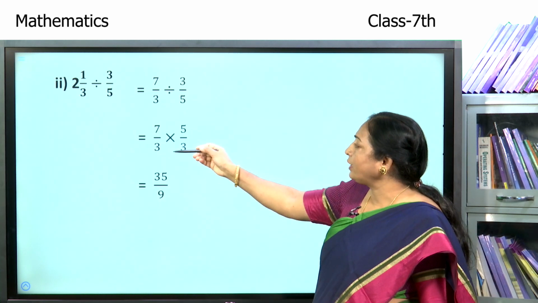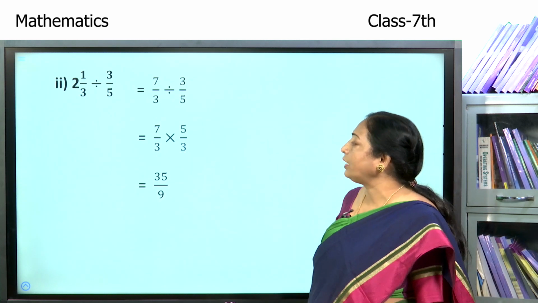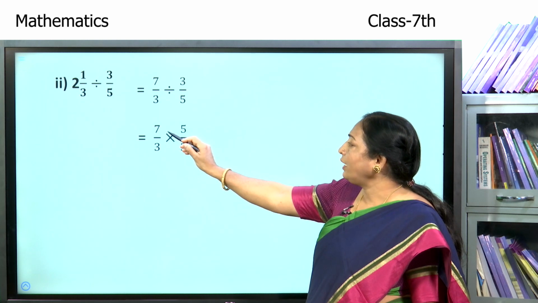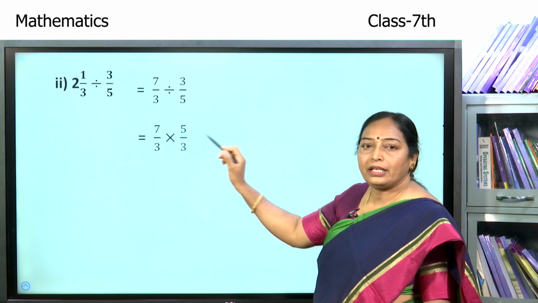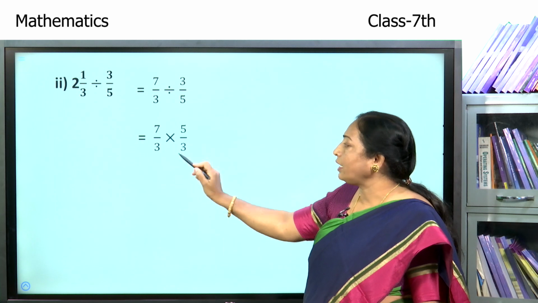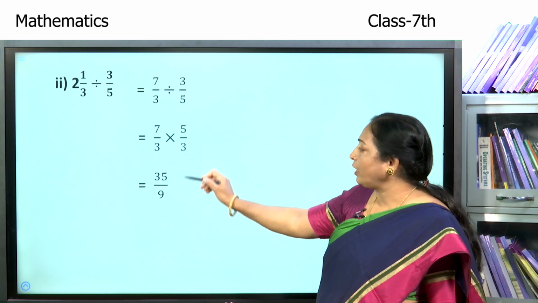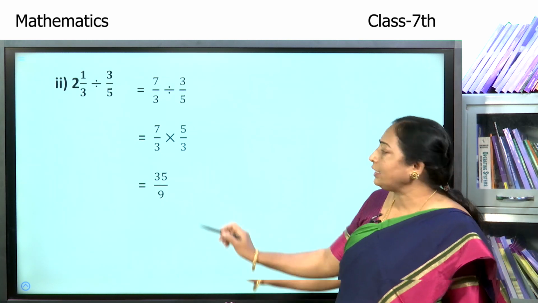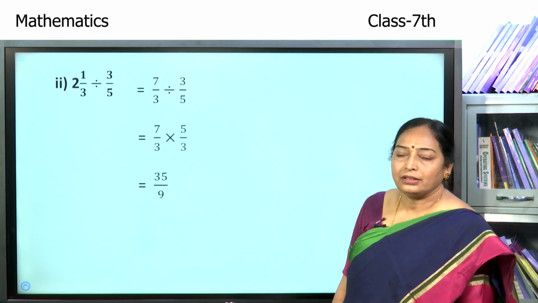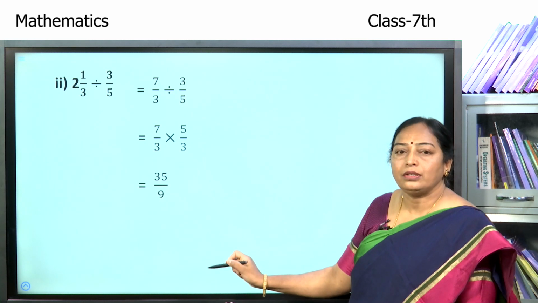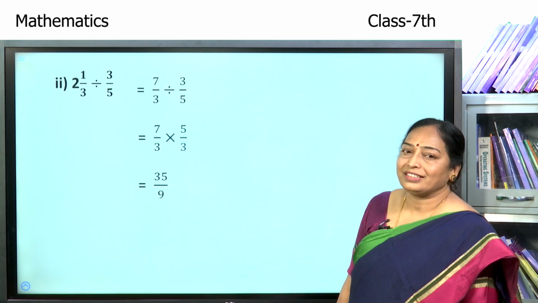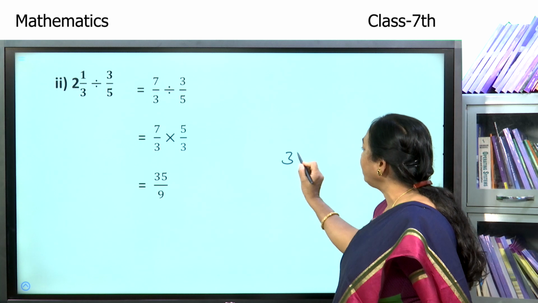Is there any common factor for numerator and denominator? No. We should multiply numerator and numerator, denominator and denominator. 7 5s are 35, 3 3s are 9. That is why we will get 35 by 9. It is in the form of improper fraction. Therefore, we have to convert this into mixed fraction. How do we get the mixed fraction here?